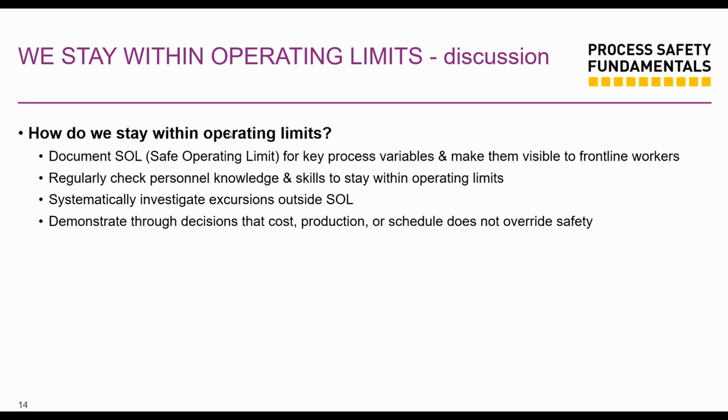And how do we stay within them? We should have a document saying all our safe operating limits and our key process variables, and all the frontline workers should know them and stay within them. Also, regularly check for personnel knowledge and skills. Are they knowledgeable about it? We run our trainings, we run our assurance tasks to make sure that our operators know what they're doing.